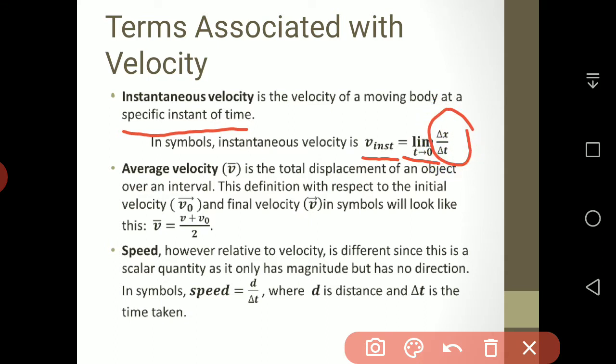Okay. Mas ma-appreciate natin sa instantaneous velocity pag andun na tayo sa part ng speed. So, average velocity is the total displacement of an object over an interval. So, yan lang yan. This definition with respect to the initial velocity and the final velocity in symbols will look like this. So, average velocity.